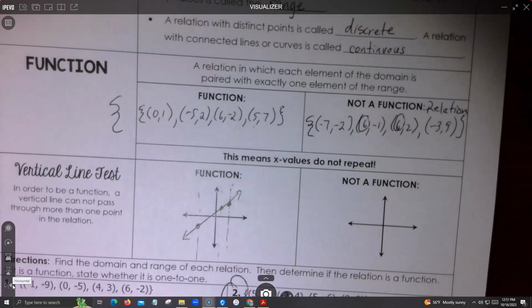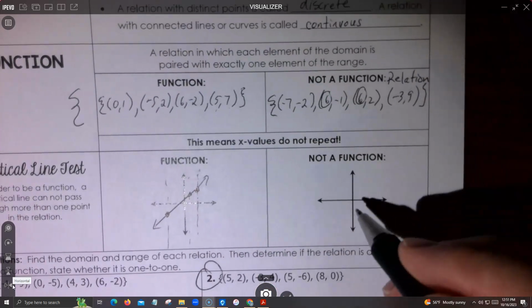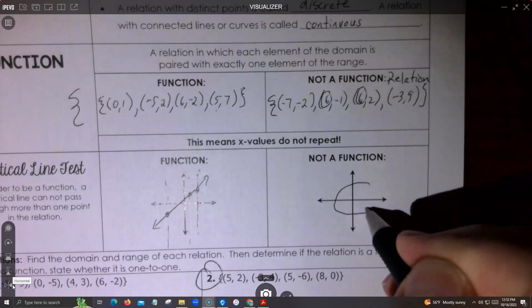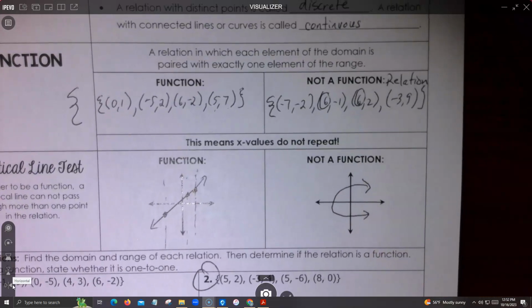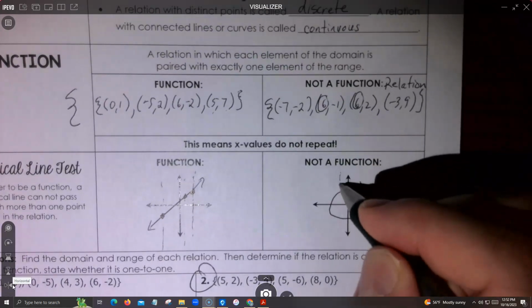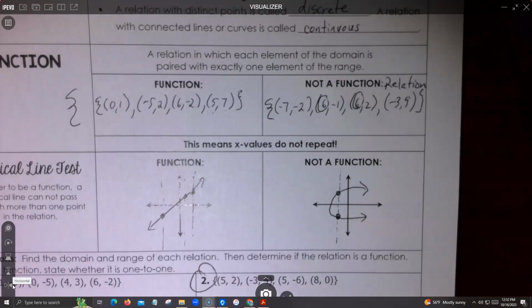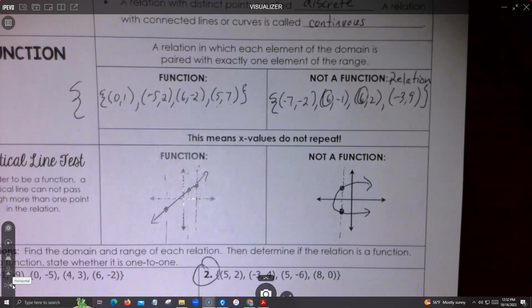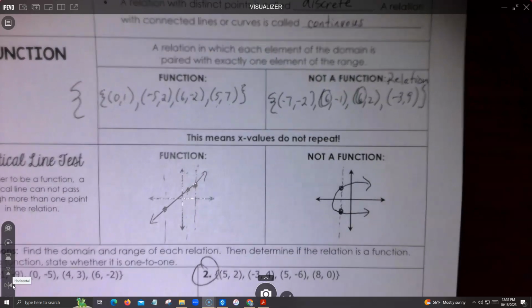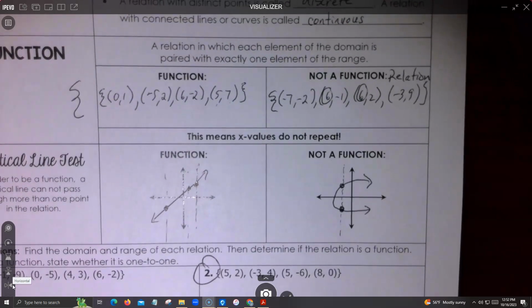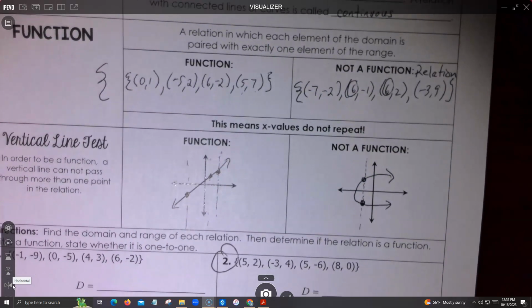Okay? Things that are not a function would be something like that. If I laid my pen down, I would hit here and here. So this would be considered not a function. Circles are also very popular for showing things that are not a function.